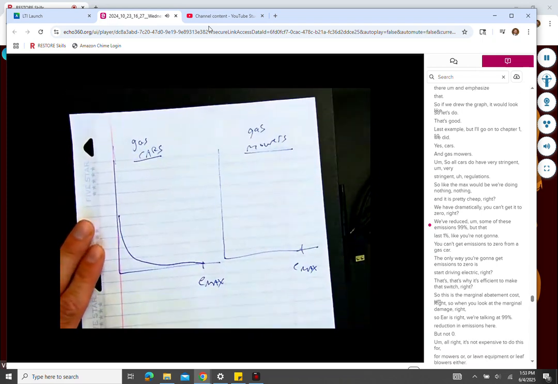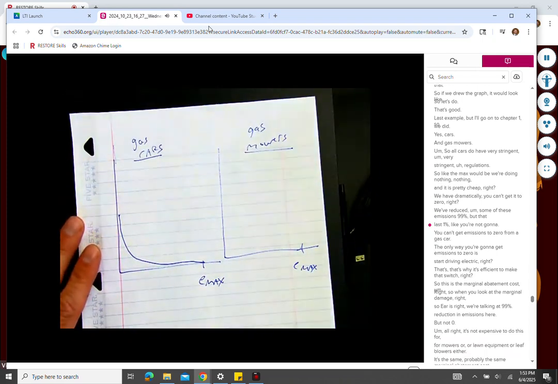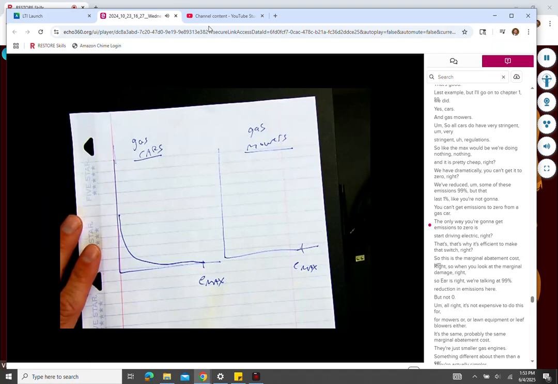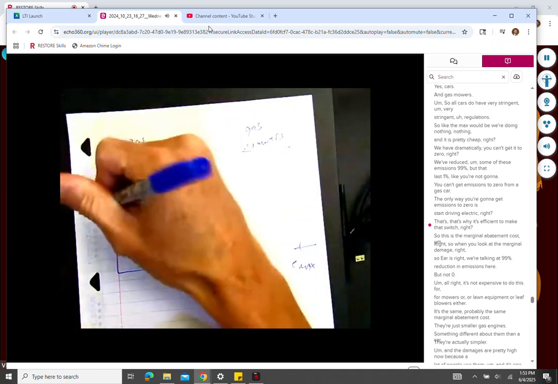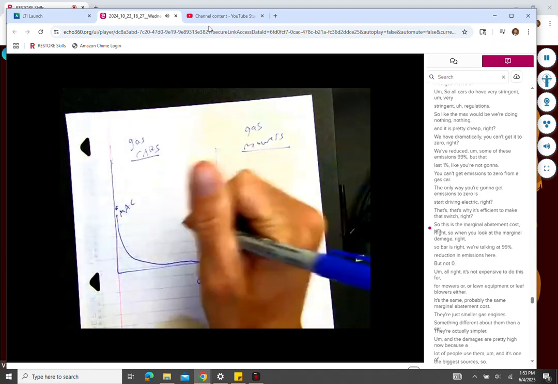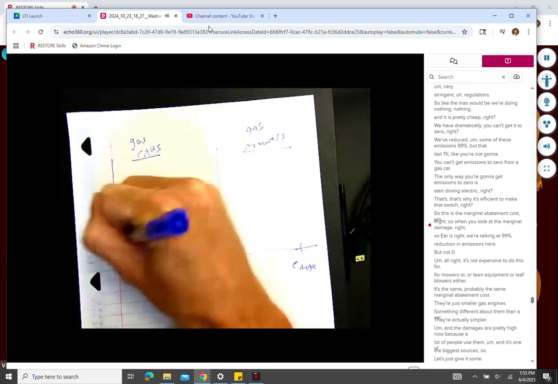We reduced some of these emissions 99%, but that last 1%, you can't get emissions to zero from a gas car. The only way you get emissions to zero is to start driving electric, right? That's why it's efficient to make that switch. This is the marginal abatement cost, right? And so when you look at the marginal damage, right?